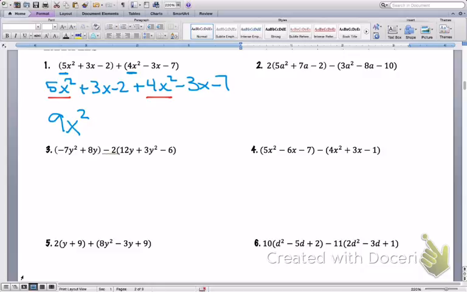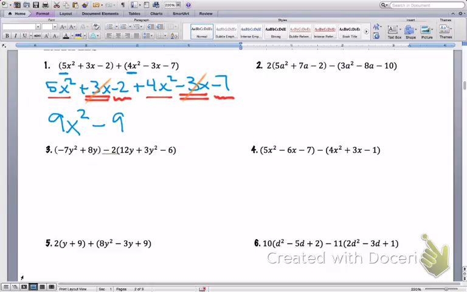Now we're going to go ahead and combine the next set, which is a 3x with a negative 3x. These are like terms. They both have the letter x. So let's combine the numbers, 3 minus 3, which gives me 0. So these technically eliminate. So these are gone, actually. So we don't need to worry about those. And then the last one, the negative 2 with the negative 7. These are just regular old numbers. We combine them as usual. Negative 2 and negative 7 give me negative 9. So when I added these two trinomials, I ended up with a binomial.